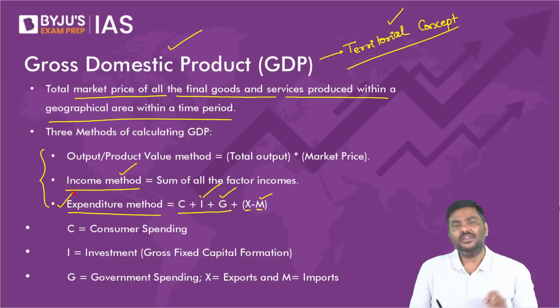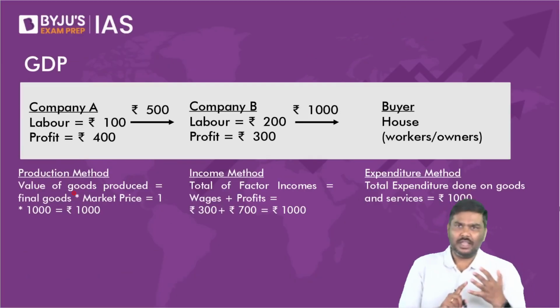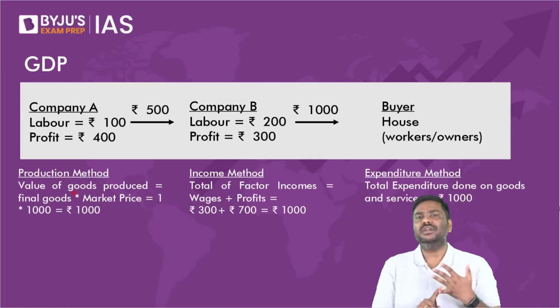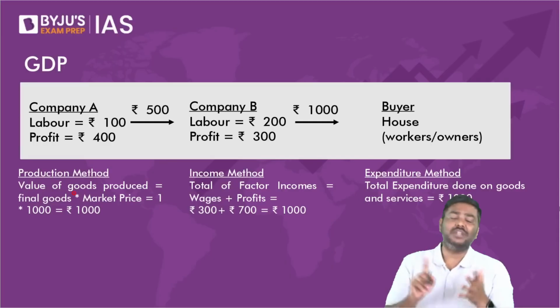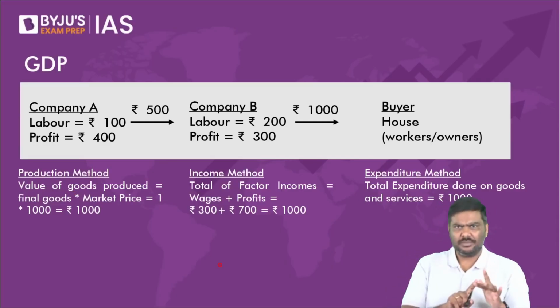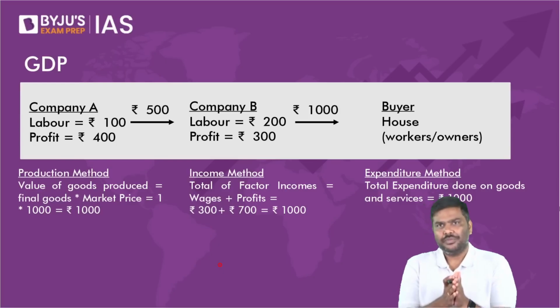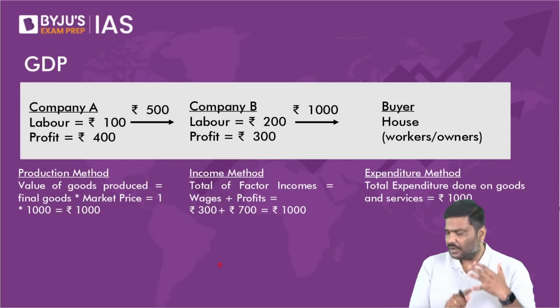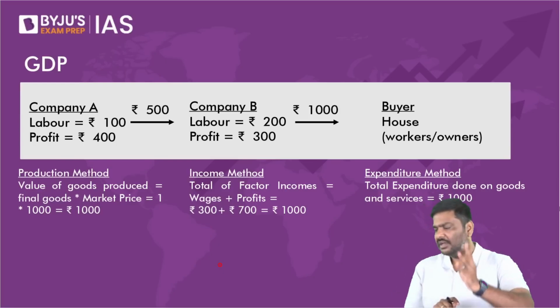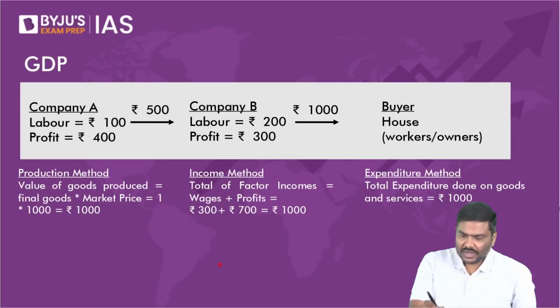So yesterday we discussed this. In fact, I proved this yesterday also. Whatever GDP you get through the output method, production method, income method or expenditure method should be one and the same. Do you remember that? Please do let me know. Whatever GDP number you get through the output method, income method and expenditure method should be one and the same. Let me prove it again.